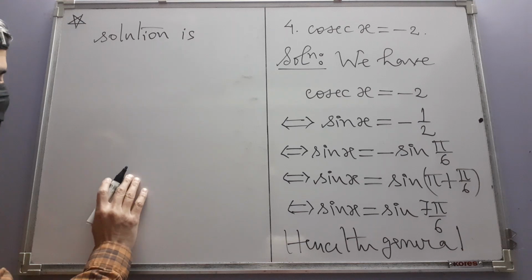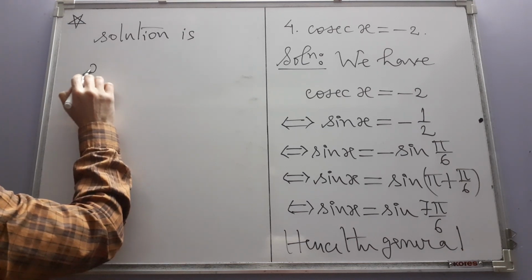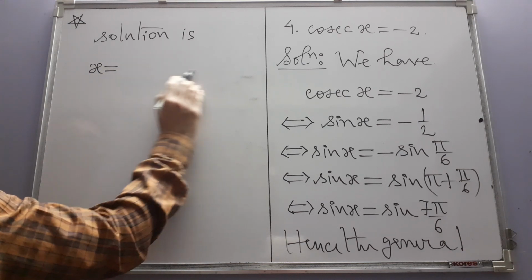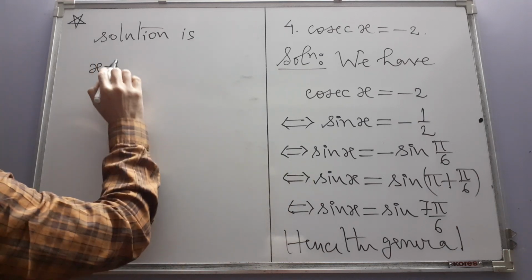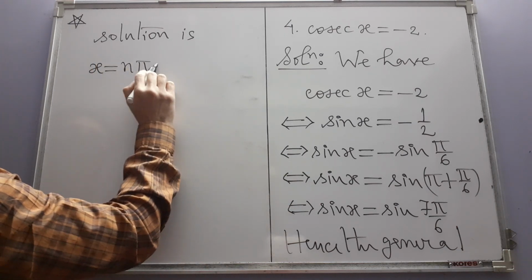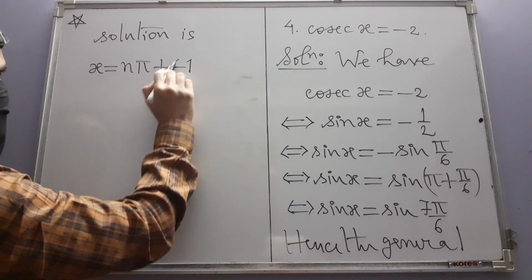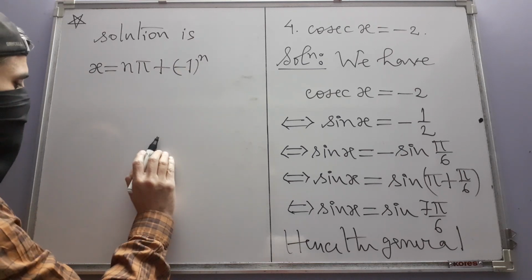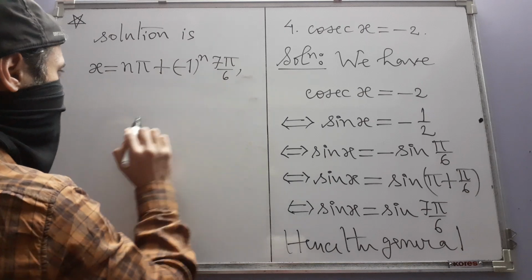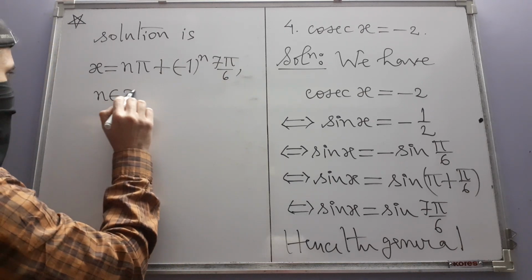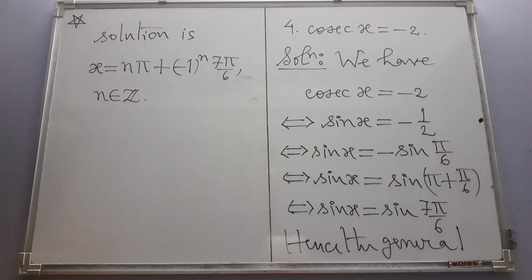Hence the general solution is, so what was the general solution for this type of equation? n pi plus, there was this thing, minus 1 to the power n times the angle, where n is an integer.